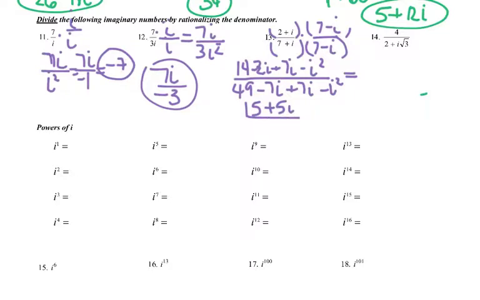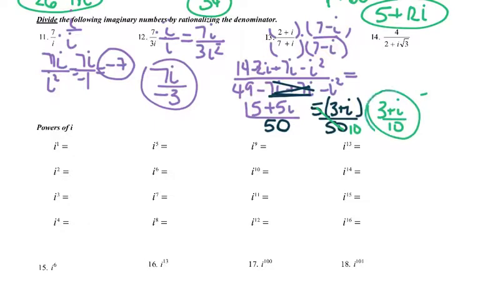Denominator, what happens to these two terms right here? Cancel out, right? And we get 49 plus 1, which is 50. Question, can that be simplified? You're right, it can. I can factor a 5 out of the numerator. 3 plus i over 50. And this has to be done, by the way, and then those cancel. So my final answer, 3 plus i over 10.